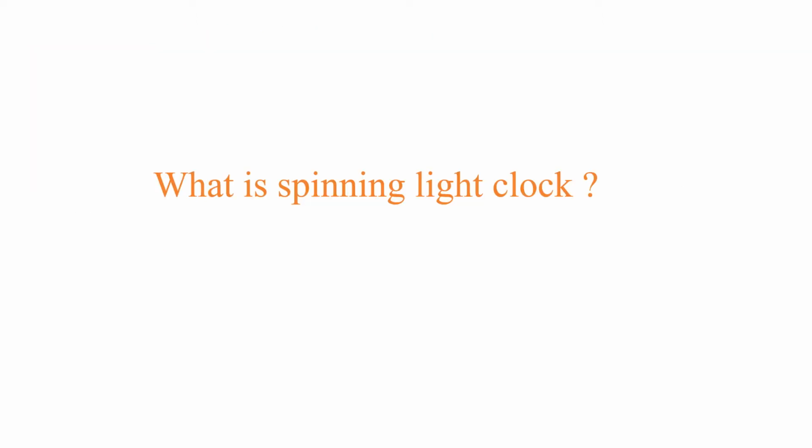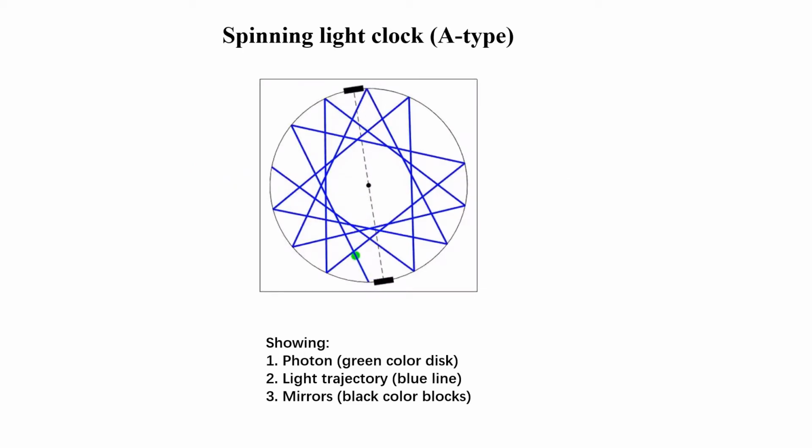What is a spinning light clock? Here we show an example of an A-type spinning light clock. The two mirrors rotate around a common point. It is called the center. The center is here, and the distances between the center and the two mirrors are the same. The two mirrors move along the same circular trajectory.